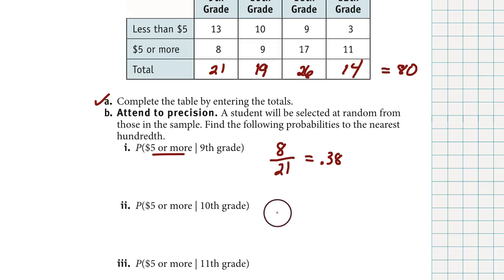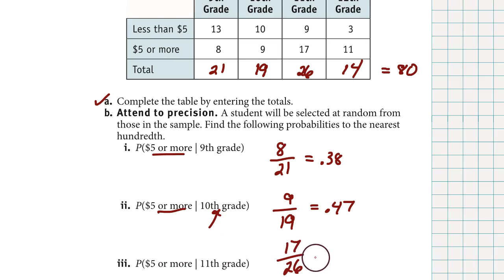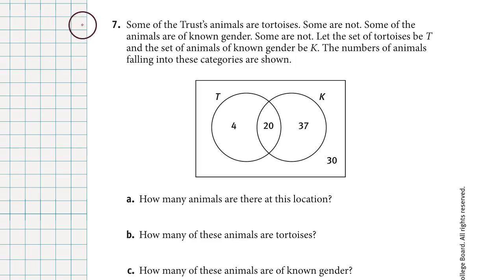Here's the answer to number 2. What is the probability the student has $5 or more given that they're a 10th grader? So the denominator is 19. And of those 19 10th graders, 9 of them have $5 or more. 9 divided by 19 is 0.47. Number 3, if we know they're an 11th grader, then our denominator is 26, not the 80. And of those 26 11th graders, 17 of them have $5 or more. The decimal is 0.65. Now go to number 7.